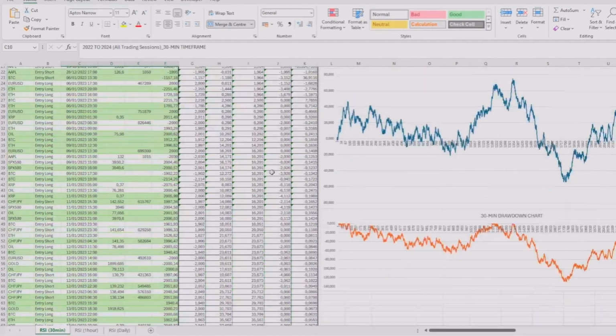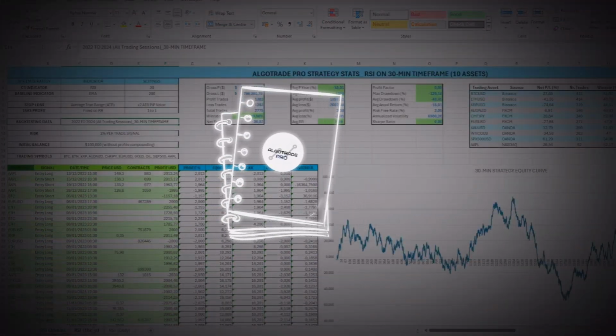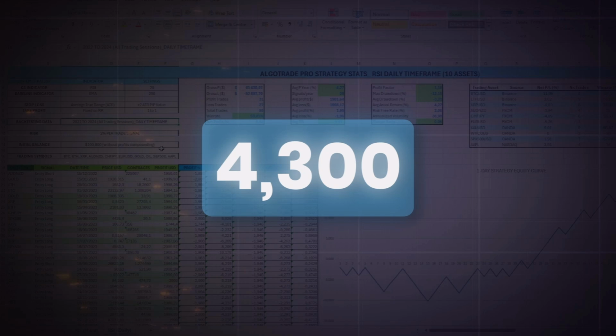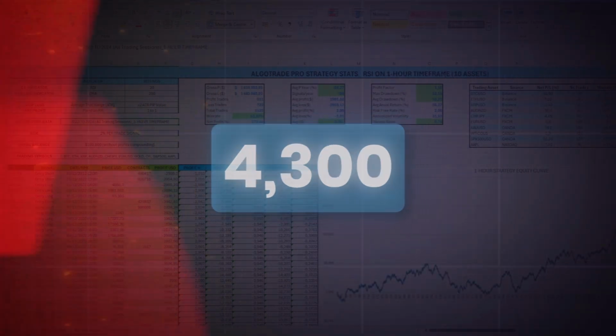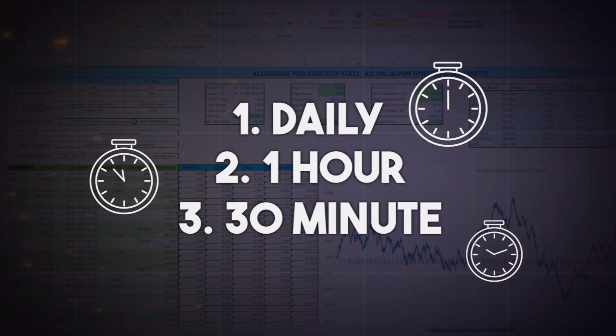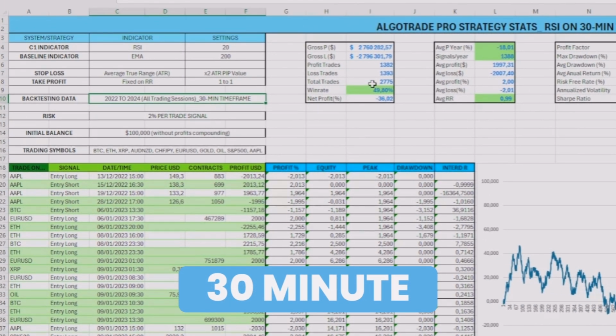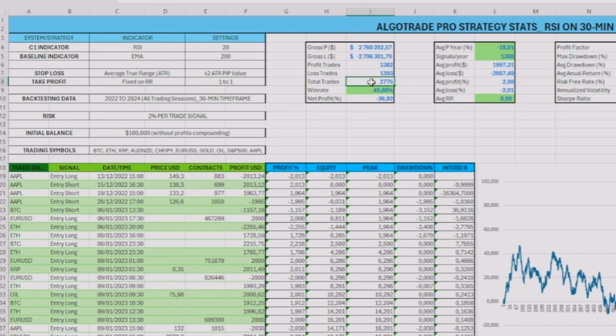After inserting all the trades into my trading journal, I got an analysis of about 4,300 trades across the 3 different time frames. In the 30-minute one, after more than 2,700 trades, the RSI Strategy got a win rate of 49.80% with a net loss of 36%.